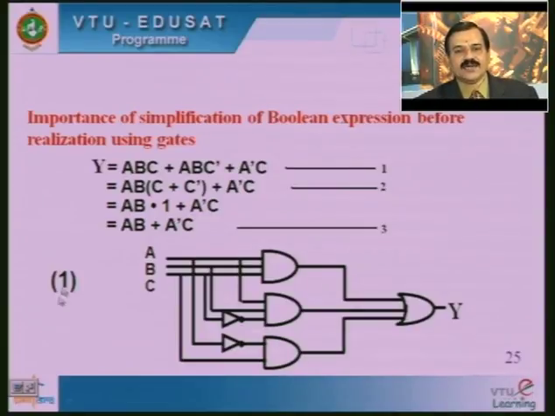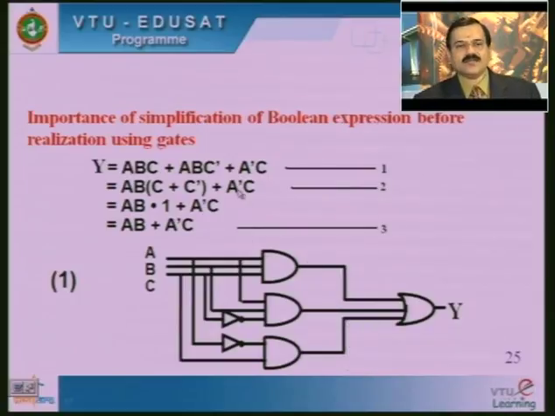Then this AND gate output satisfies the second part of the equation, and the third part of the equation is A complement C. The A complement value is achieved through the NOT gate and C is taken as it is. Then the output of these two variables is nothing but A complement C.